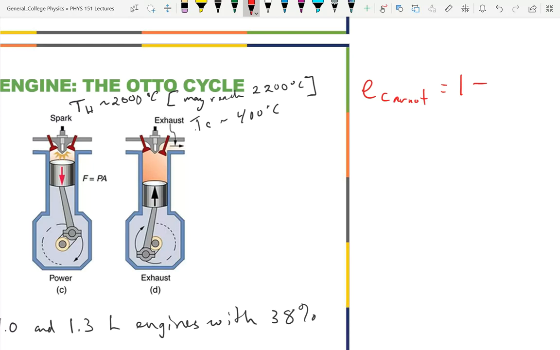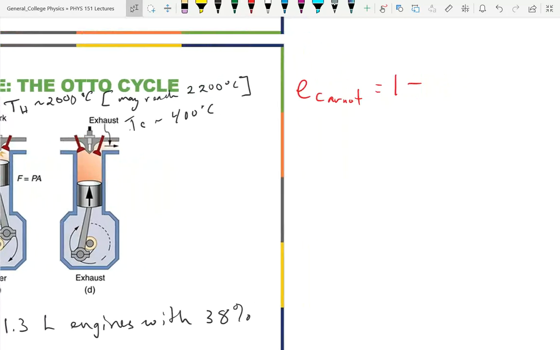Put what? 400 over 2000. It needs to be in kelvins. That was why I asked the question. So I need to convert the 400 to 673 over 2273 kelvins. And so what is the Carnot efficiency for the automobile engine?